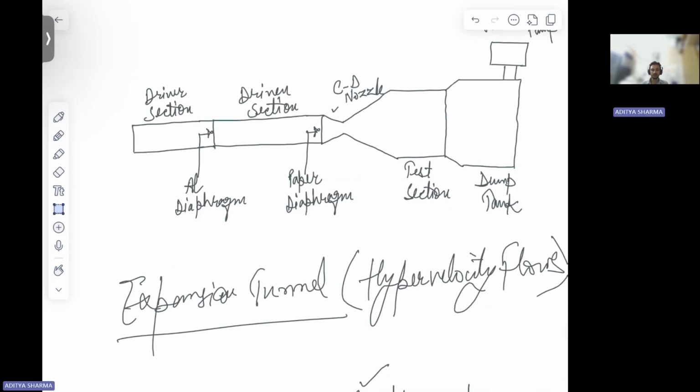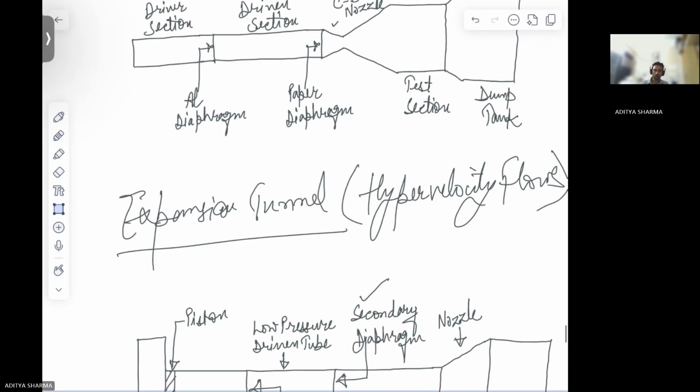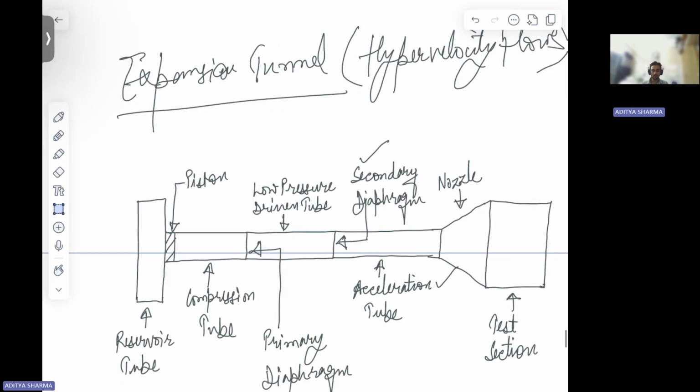So we pressurize this driver section. Aluminum diaphragm bursts here, give a shock. This shock then bursts the paper diaphragm, giving another shock that propagates in CD nozzle and reaching your test section, giving you hypersonic flows. Then your expansion tunnel, where you have a reservoir tube.